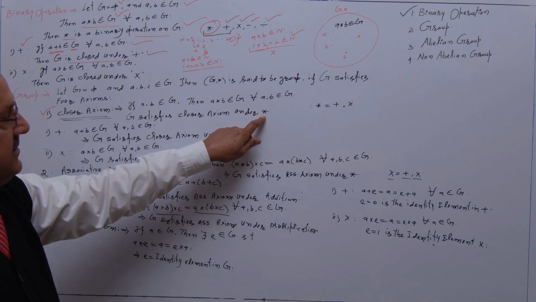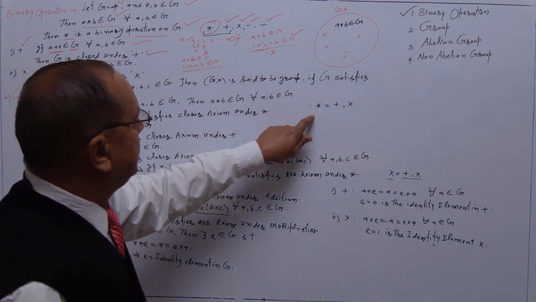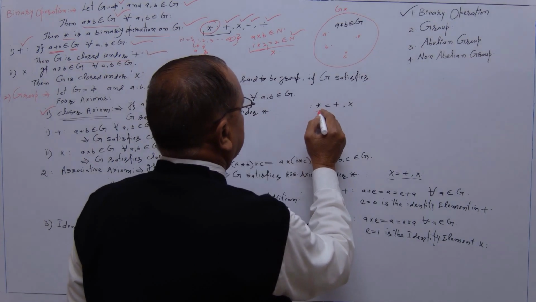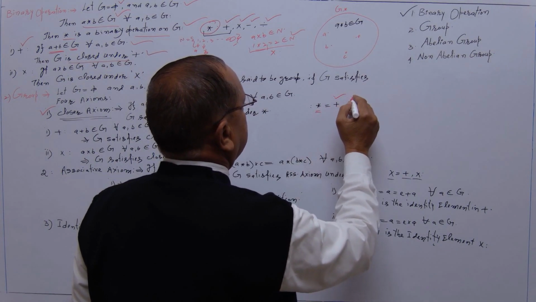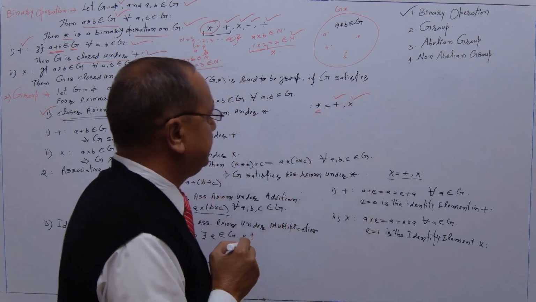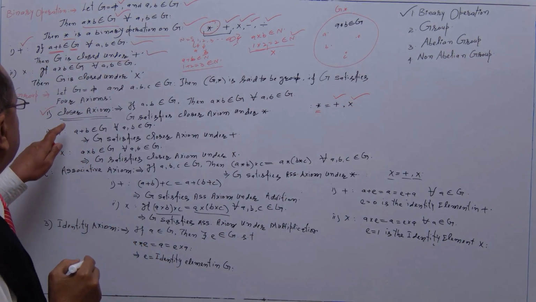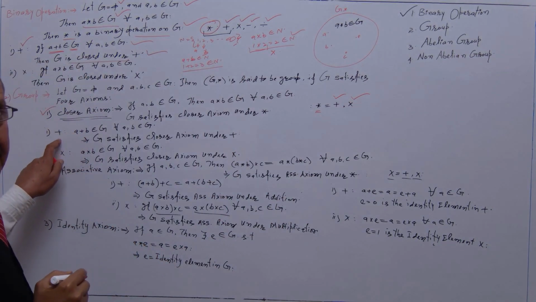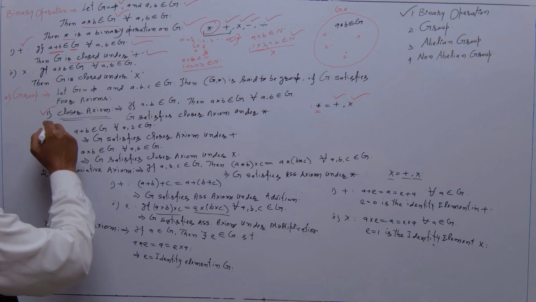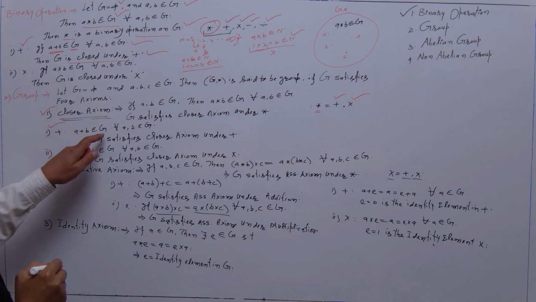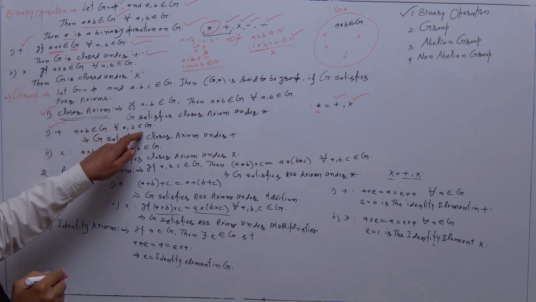ये आ गया इसका जनरल। अब इसमें है कि this star can be addition and it can be multiplication. So in the case of addition, A plus B belongs to G for every A B belonging to G.